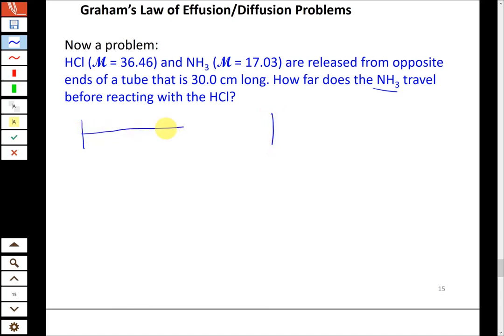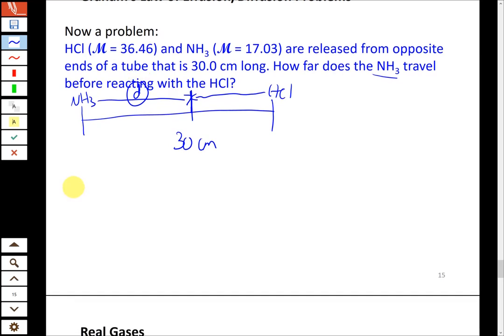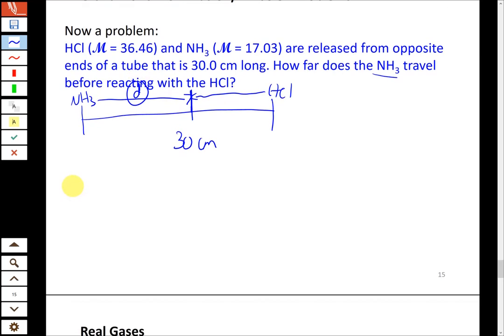We have a 30 centimeter tube with ammonia traveling in one direction, and HCl traveling in the other direction, and we're trying to figure out where exactly they meet. So we're looking for this distance here, the distance that ammonia travels before they meet with each other, and then the distance that HCl travels we could also find if we needed to as well. So for this, we're going to have two equations and two unknowns because we don't know the distance for either of these. We're looking for the distance for ammonia, but we don't know yet what the distance is for HCl either, so we have both of those as our unknowns here.